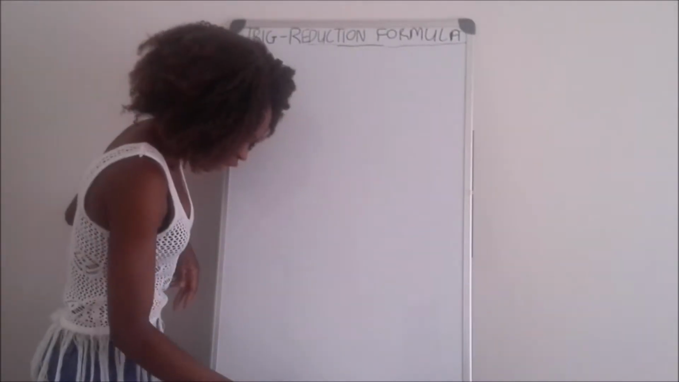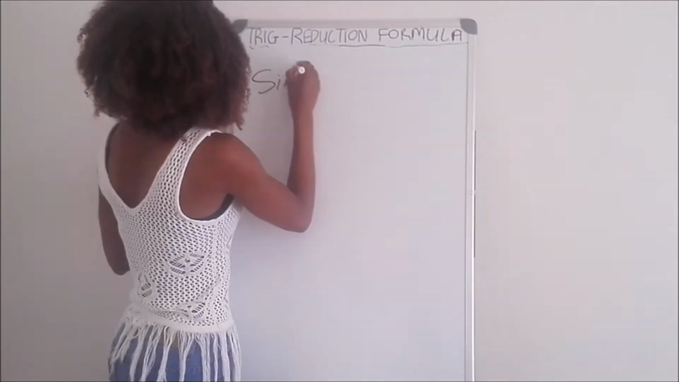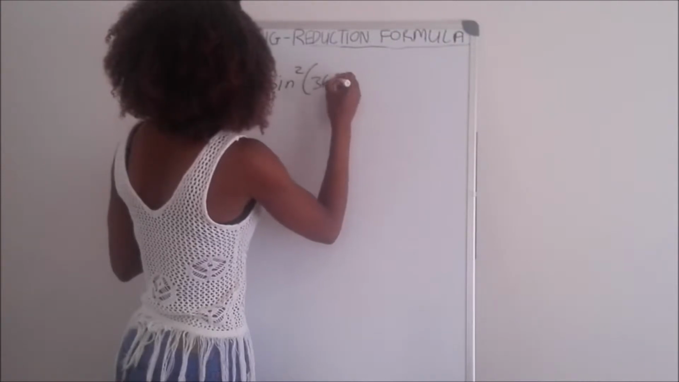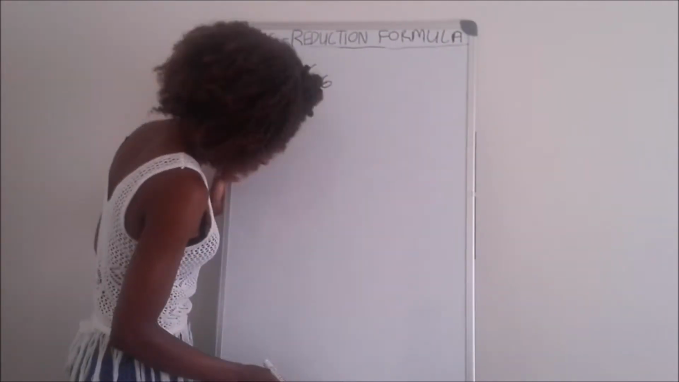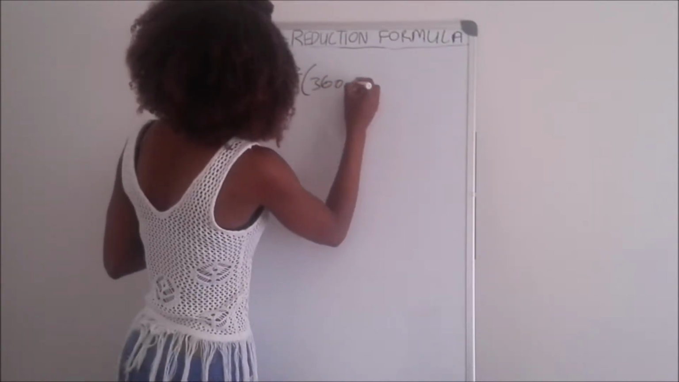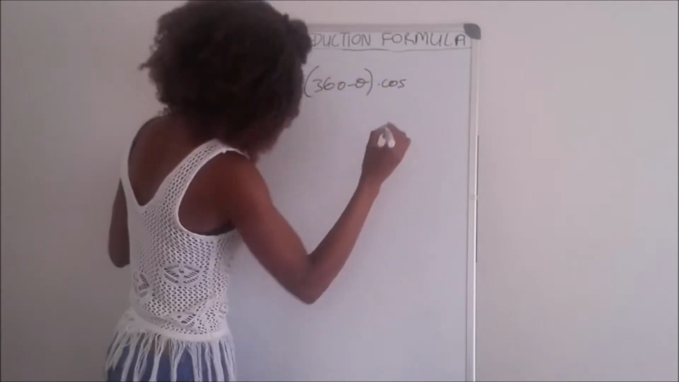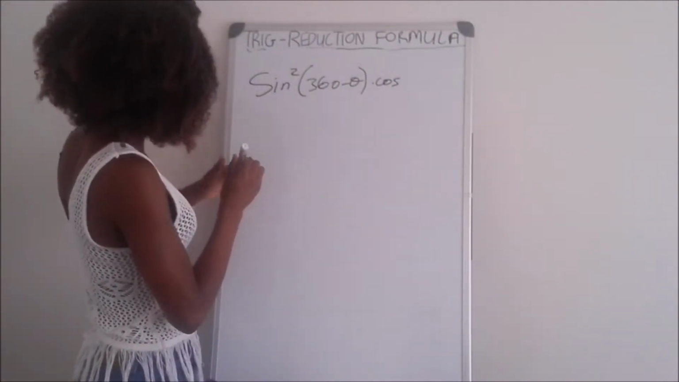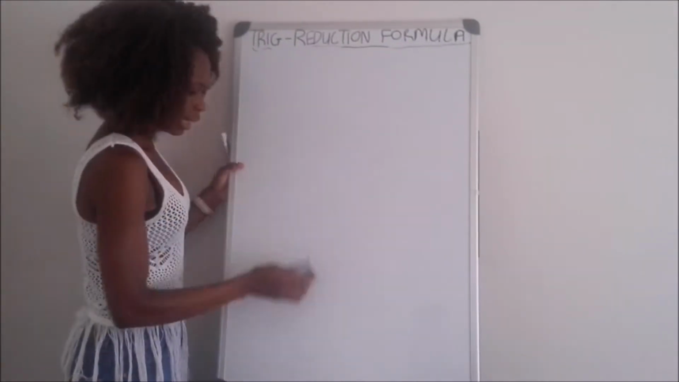All right, the second one says sin squared of (360 − θ). Sorry guys, I made a copy mistake there. It is 360 − θ multiplied by cos. I need a lot of space, which means I have to write in small letters.